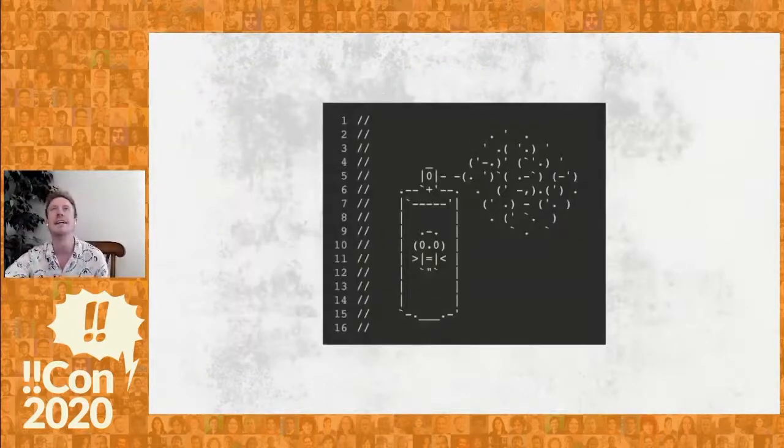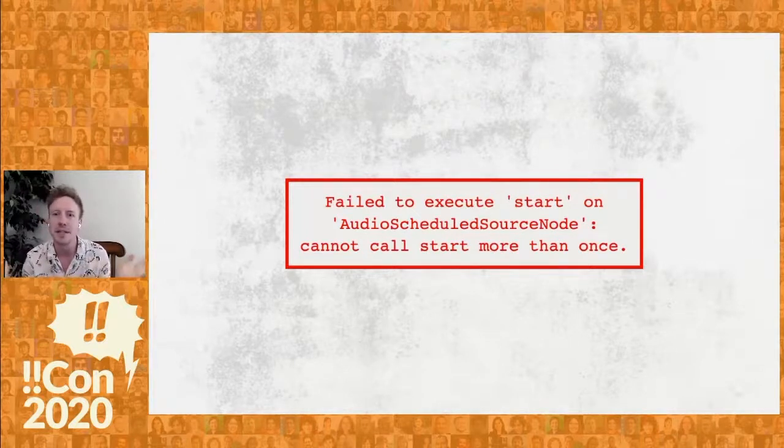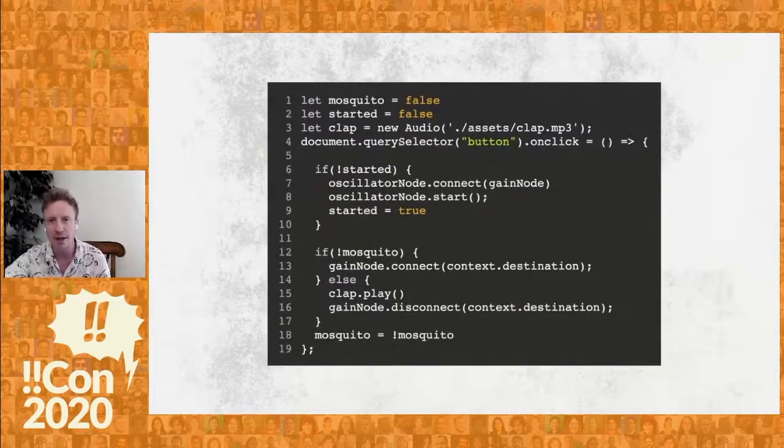I decided to add in some ASCII art because I was really losing the plot. And then I found this when I tried to start my mosquito again. It turns out you can't restart an oscillator node once you've called stop on it. I have no idea why. My best guess is that once you clap a mosquito completely out of existence, you can't obviously clap a mosquito into existence.